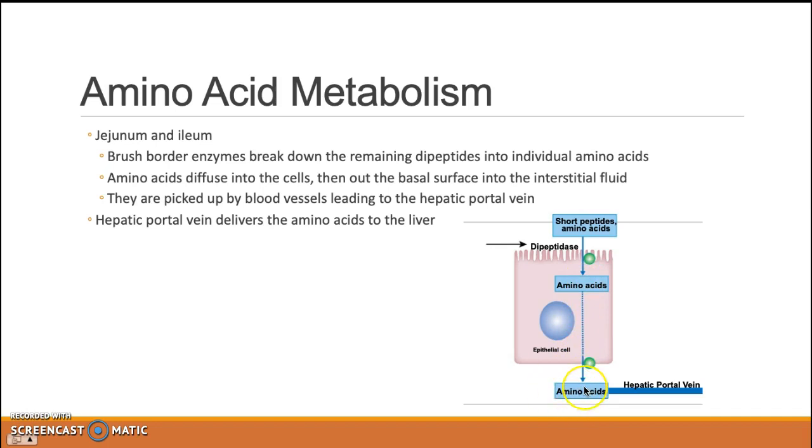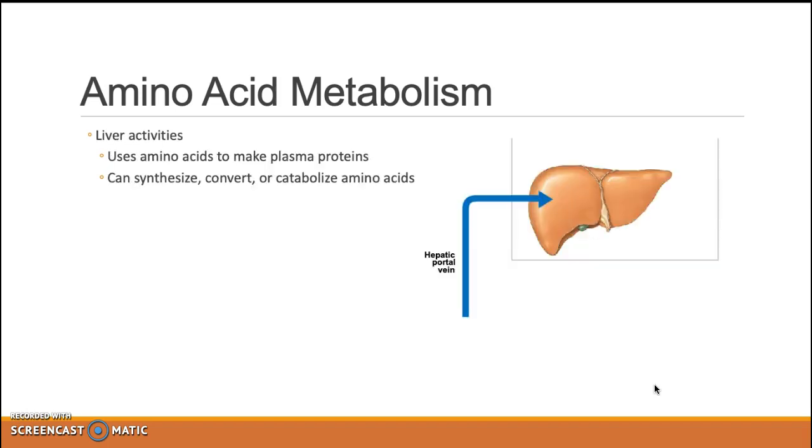And then these amino acids are going to collect in the blood vessels, and they're all going to combine to form the hepatic portal vein. And that hepatic portal vein will deliver all these amino acids to the liver. Once they get to the liver, it can use these amino acids to make some plasma proteins. One of them, for example, is albumin. You may have heard of that before. But the liver can also help synthesize, convert, or catabolize amino acids.